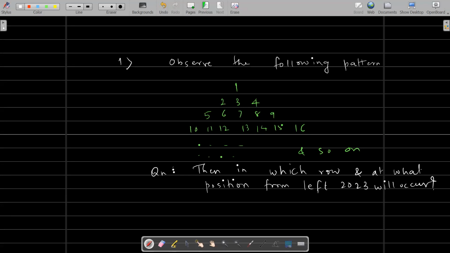I will explain the question if you want. Look here carefully. This is the first row, and the first row contains only one number, namely 1. This is the second row, and the second row contains 3 numbers, 2, 3, 4. The third row contains 5 numbers, 5, 6, 7, 8, 9, and so on. The fourth contains 7 numbers, and so on. If we go on writing like this, the number of terms will increase in each row, and in which row will the number 2023 be, and at what position? That's the question. Is the question clear to everyone?